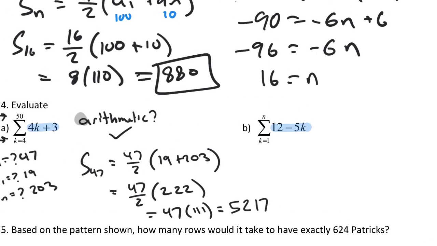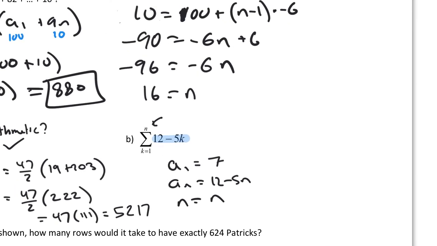For part B here, very similar. We have to notice it is arithmetic, and so then let's think through what are the things I need. I need my first term, I need my nth term, and I need n. First term, plug in 1. I'm going to get 12 minus 5 is 7. Nth term, plug in n. So I get 12 minus 5n. And then n is how many? Well, it's n, because I'm going from 1 to n.